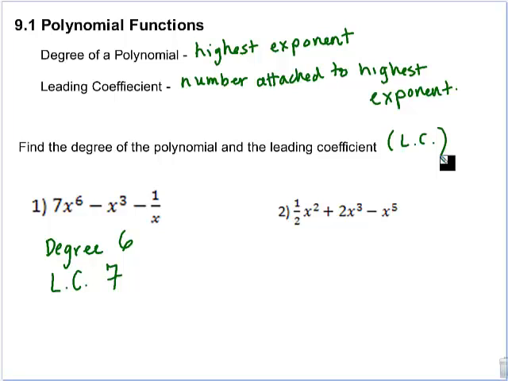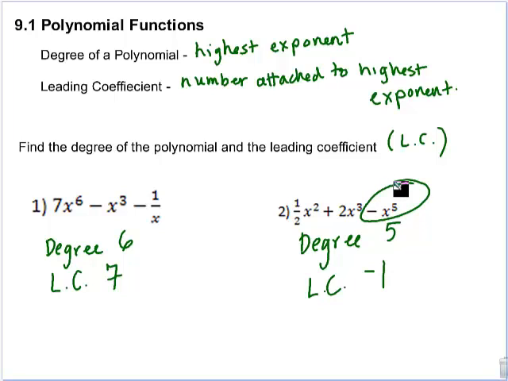Okay, so second polynomial, we have 1/2 x squared plus 2x cubed minus x to the 5th. So what would be the leading coefficient? Yep, so just the 5. Oh, sorry. What's the degree? The degree is the 5, and then the leading coefficient is, it's not just 1 though, because there's a minus sign there, so we'd say it's -1. So here's our highest exponent, the negative x to the 5th. So the degree is 5, and the leading coefficient, the value in front of it is -1. Is that okay?